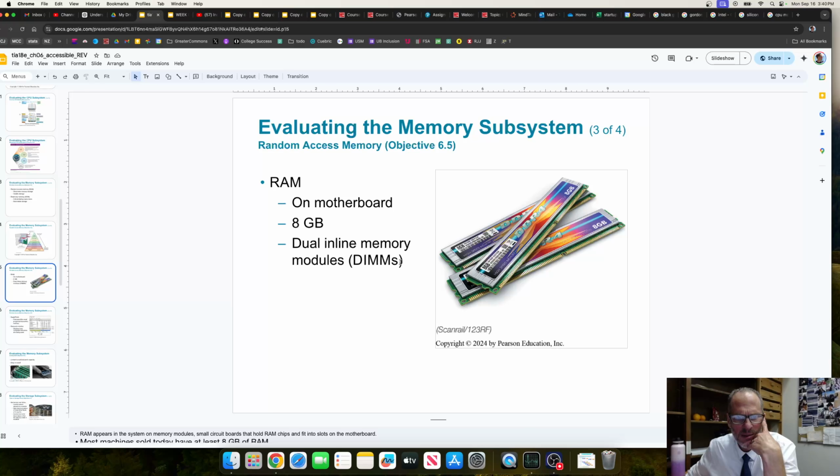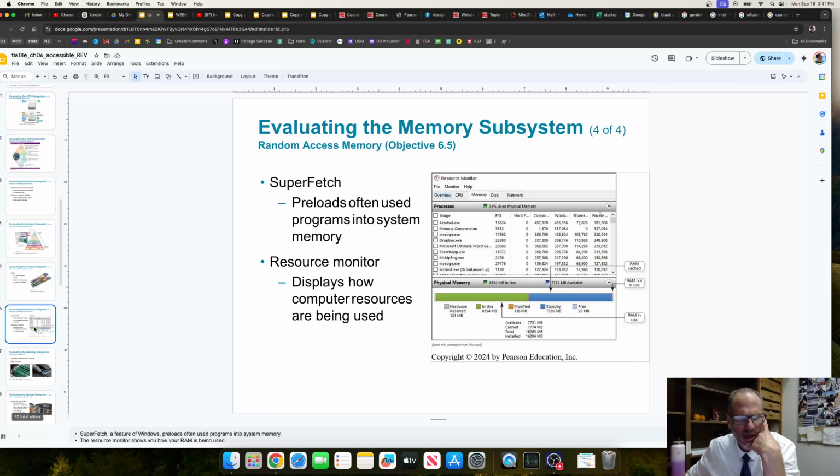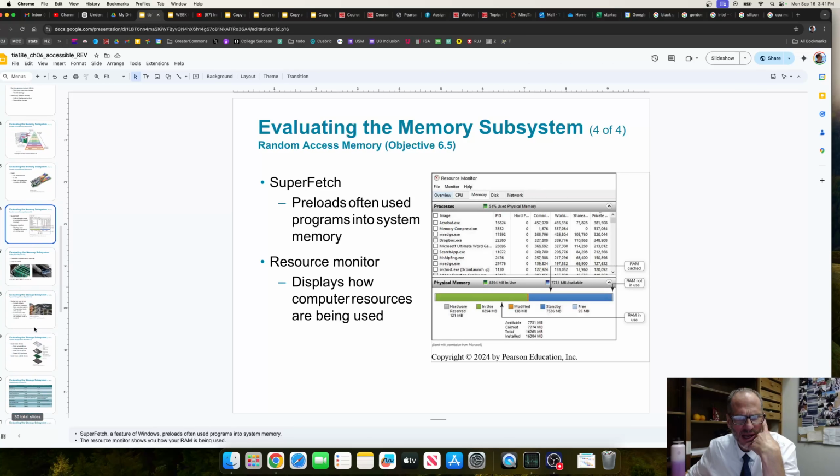And if you ever see DIMM, it's a dual inline memory module. That's what that stands for. Other things to know about memory, we saw how to evaluate and monitor your resources here on my Mac.